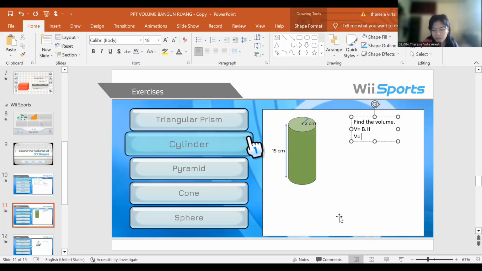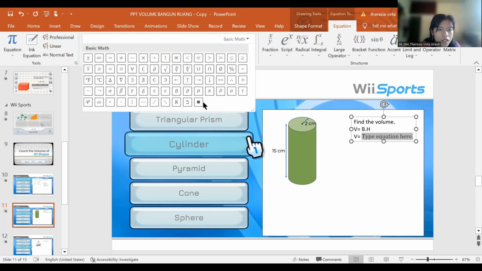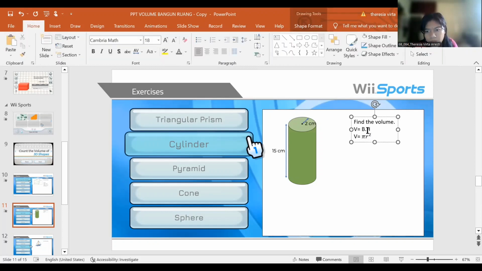And do you know the circle area formula? That's right. It's pi cross r square. It's for the base, and then cross with the height. Now we got the volume of the cylinder. And now we're going to find the volume.